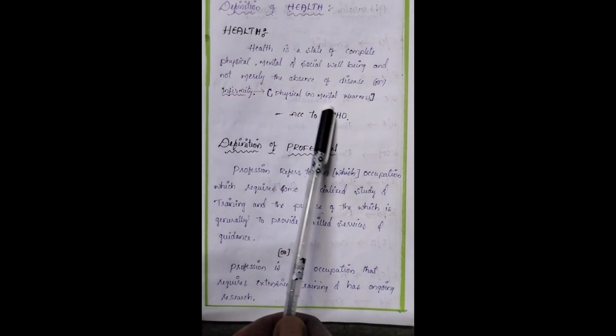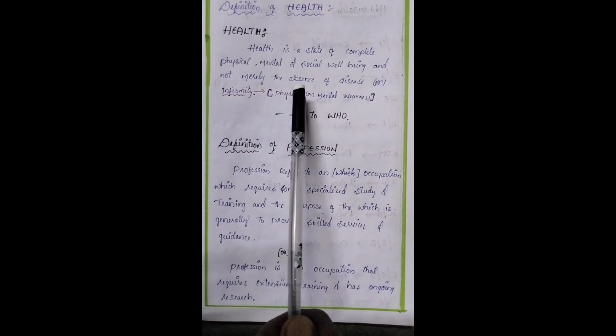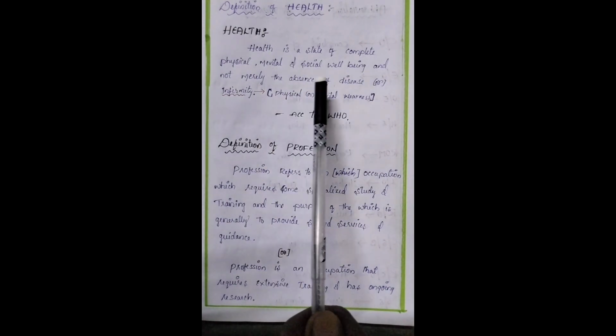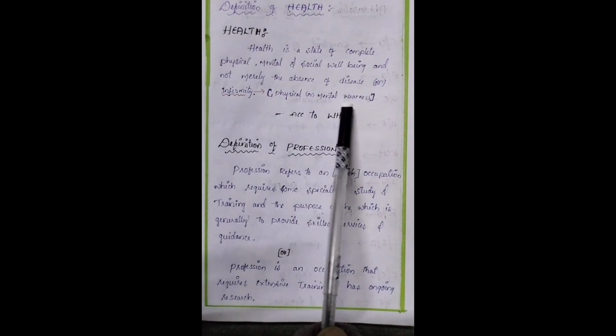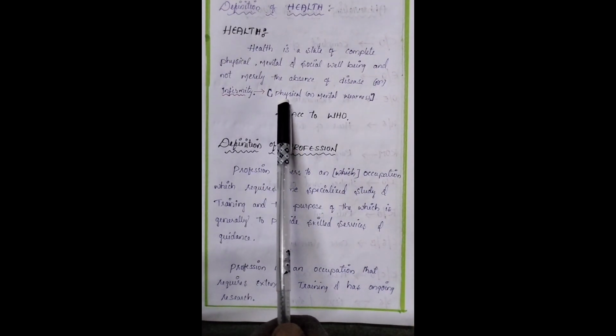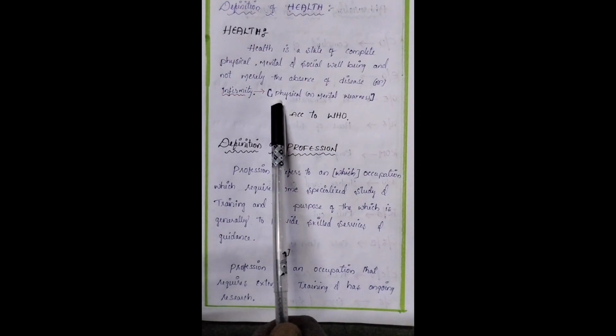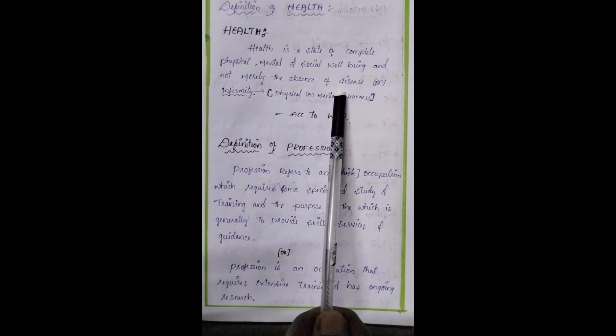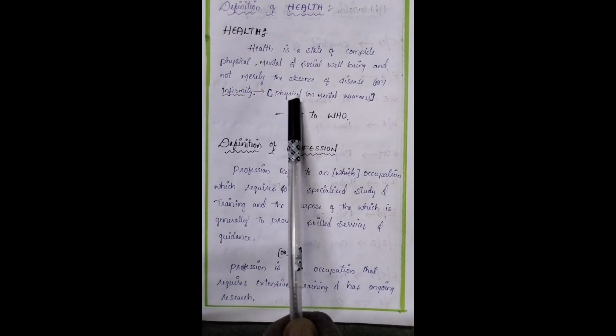Moving to the definition of health. The definition of health is important in nursing. Health is a state of complete physical, mental, and social well-being, and not merely the absence of disease or infirmity. Infirmity means physical or mental weakness. When a person is physically, mentally and socially well, we call him a healthy person. Understood? It is according to WHO, the World Health Organization.